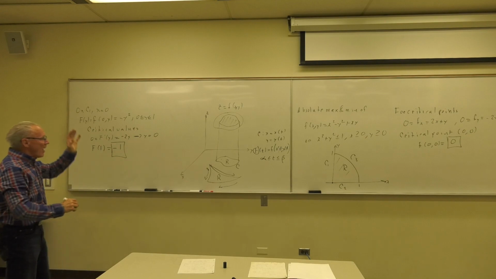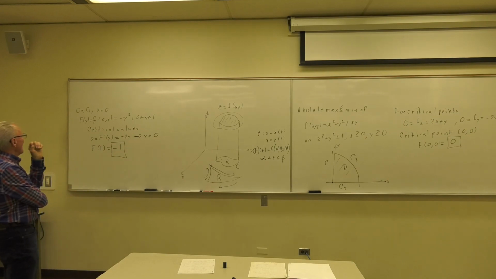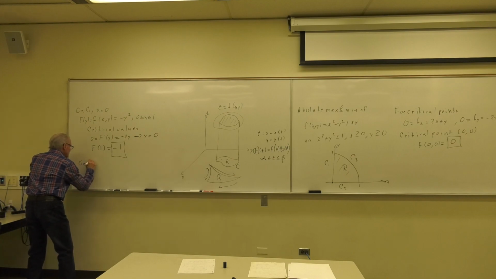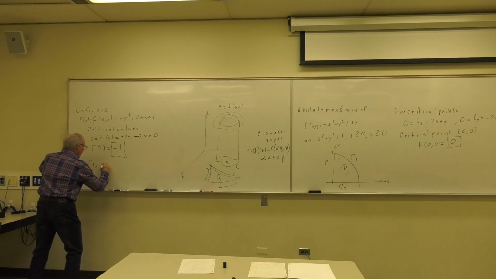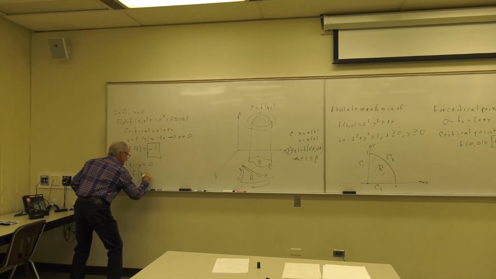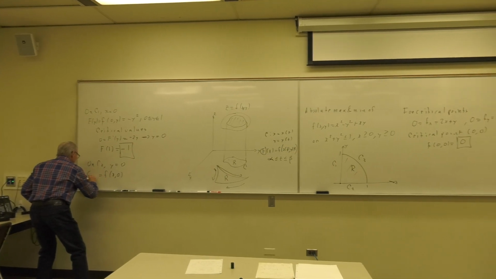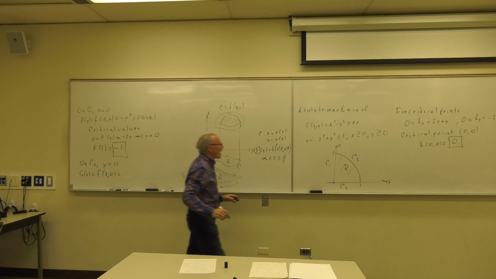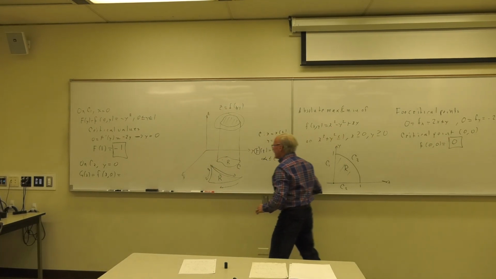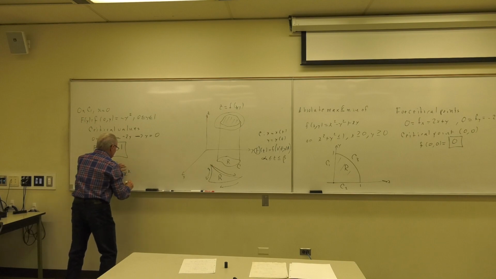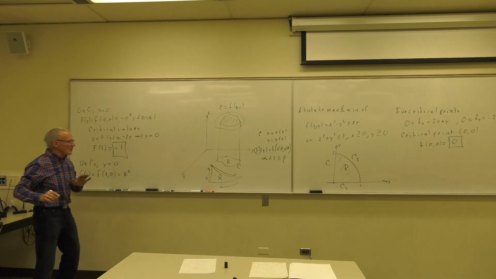Pardon me. In a box. All right. 1 down, 2 to go. On C2, y is equal to 0. So we'll have f at x and 0, let's call that g of x, equal to, putting in y equal to 0, we have x squared. Again, I know the maximum minimum, but I want to follow this procedure.